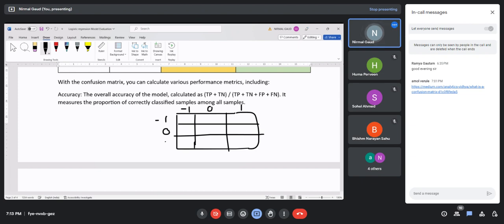So -1 becomes true positive, right? And what will happen in the rest of the cases? What will happen in the rest of the cases? Sir, the horizontal line will show the false positive, the vertical line will show the false negative, and the rest four here will show the true negative. Okay, so what should I put here? What should I put here in this?